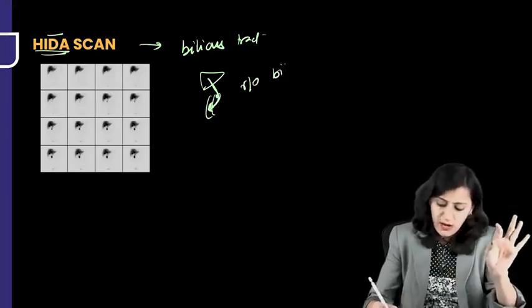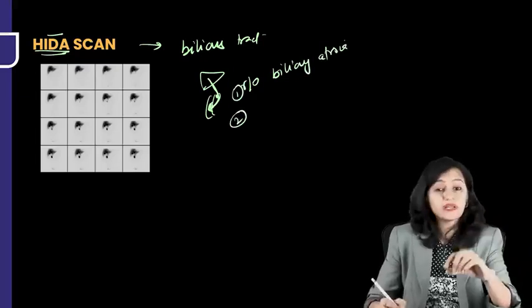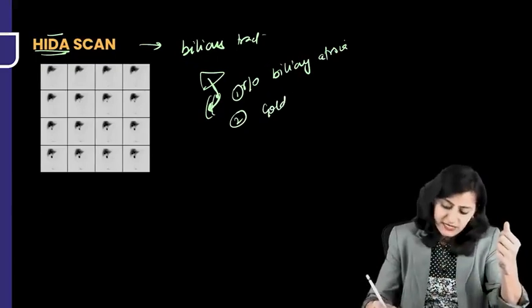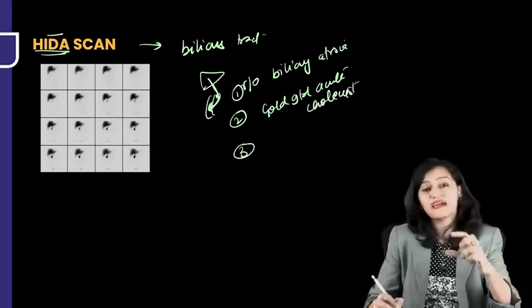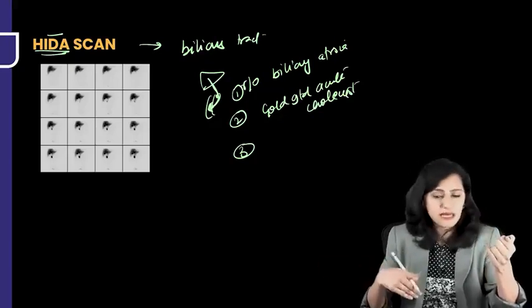So, it rules out biliary atresia. So, this investigation is good for ruling out biliary atresia. Next, it is the gold standard for acute cholecystitis, where we will not see the gallbladder because it is blocked. So, no HIDA going there.